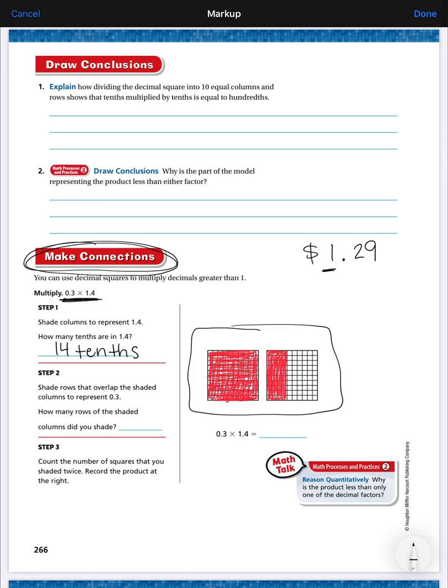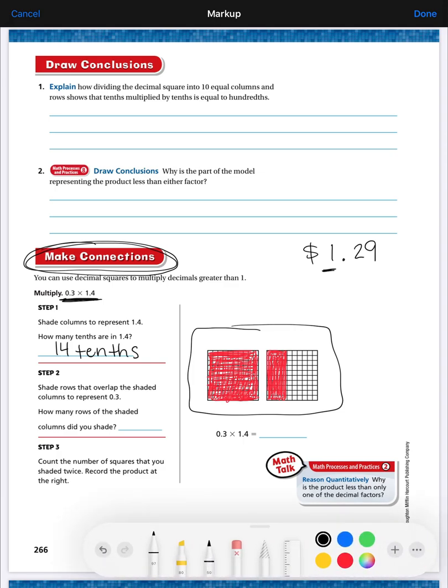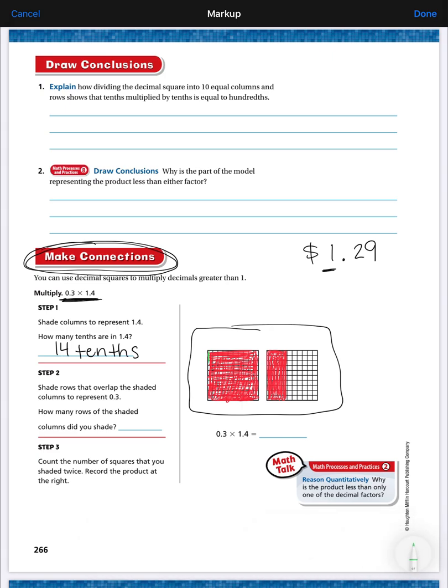We are done with step 1. Now we're going to look at step 2. It says to shade rows that overlap the shaded columns to represent 0.3. Now, this is where it's a little different. I'm going to use green this time because I'm hoping it'll show up just a little better. We're going to shade in 3, because we have 0.3 rows. But we have to make sure we shade it on the one we shaded in all the way and the one that's only partially shaded, okay? So I'm going to just overlap 3 rows.